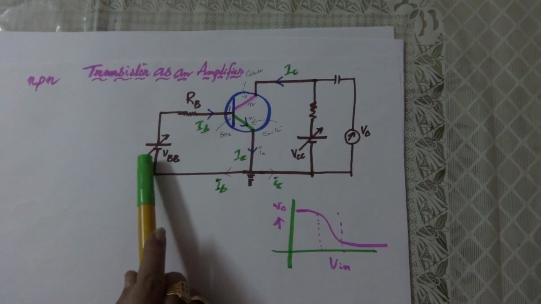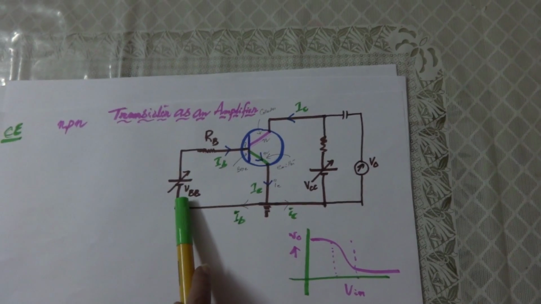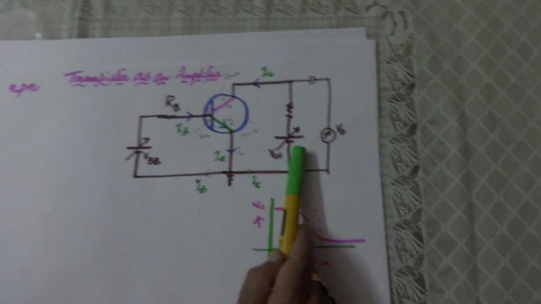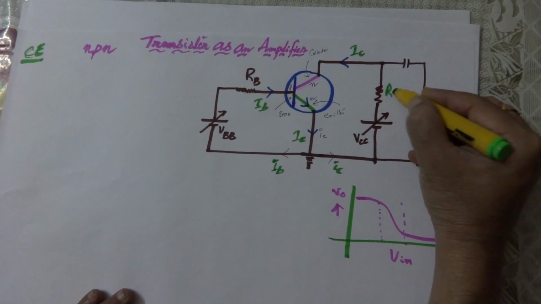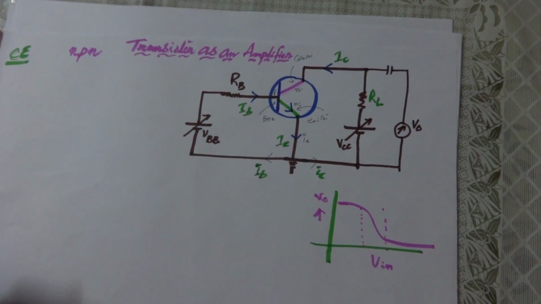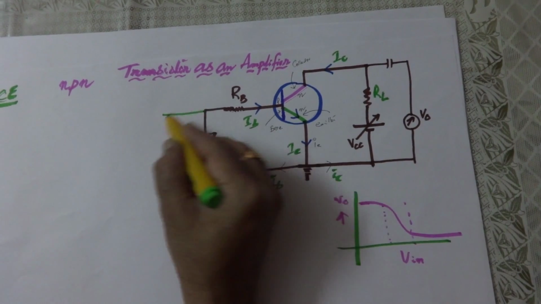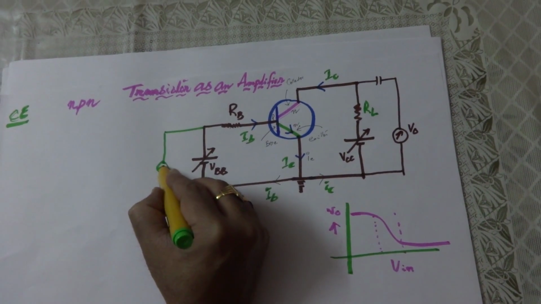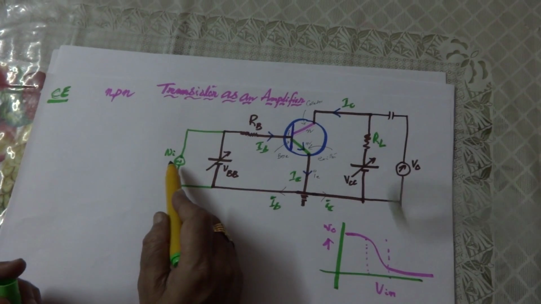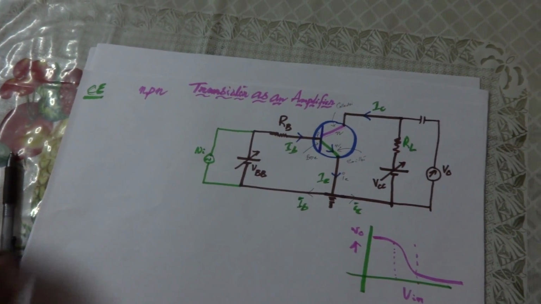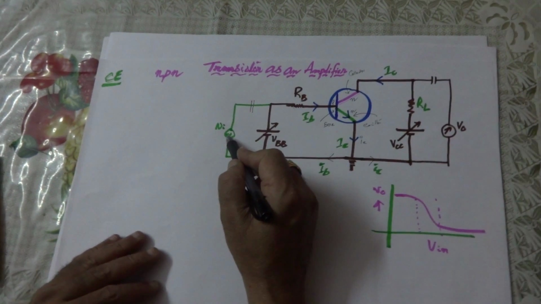We have to supply the batteries in both input and output. So here this battery is VBB and this battery is VCC. The resistance that is connected in this is named as RB and this resistance is named as RL. Now to amplify, we have to connect one signal to the input. Now let's connect that signal here. This VI, which is an alternating signal, we keep a capacitor here which blocks DC, which allows only AC.